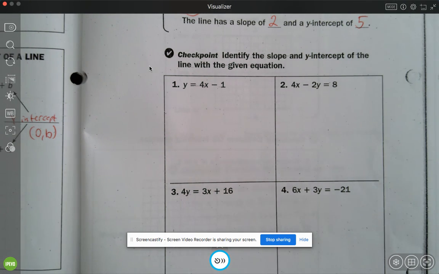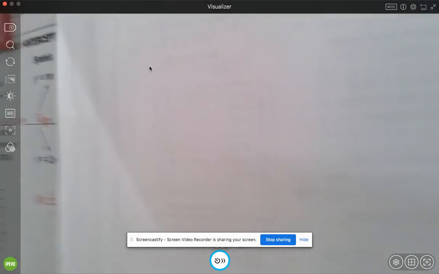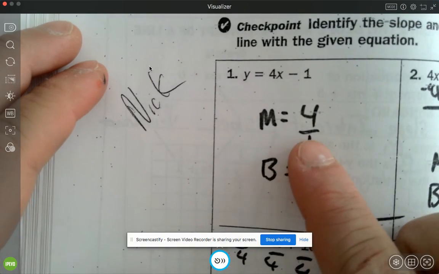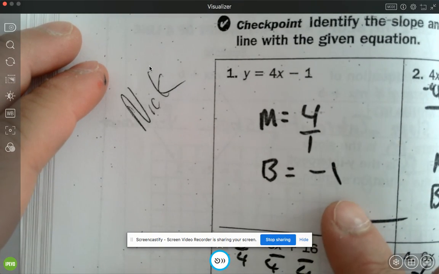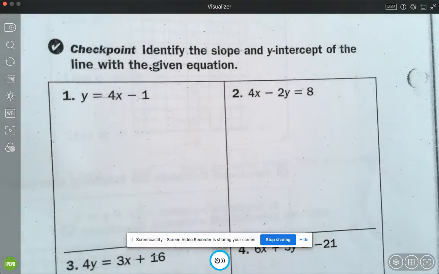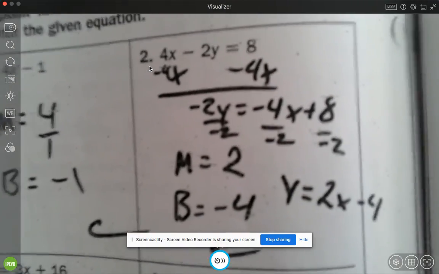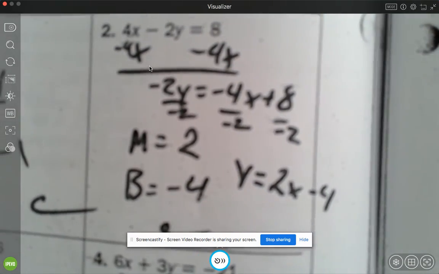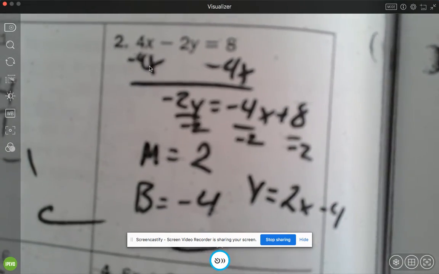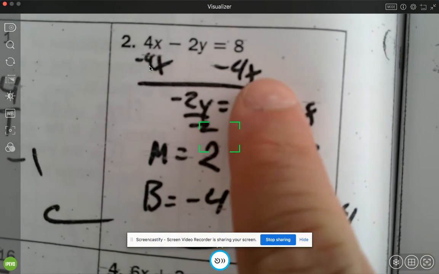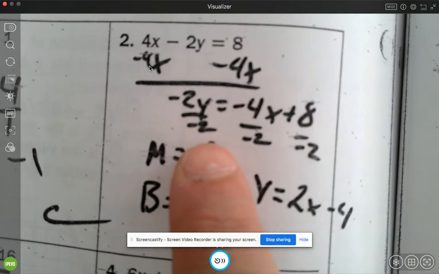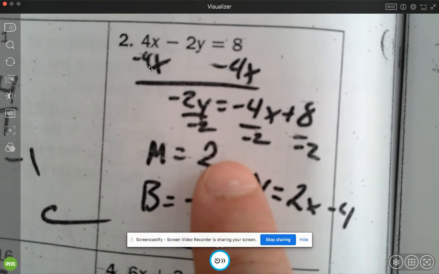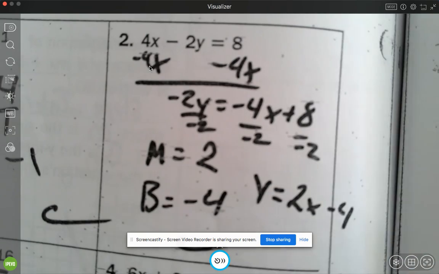All right, so if you did it right for the first one, you should have got, my bad, sorry, trying to do one at a time here. The slope is 4 over 1, and the y-intercept is -1. For the second one here, you had to put it into slope-intercept form, so subtract 4x on both sides, and then divide everything by -2. That's your equation. So your slope was 2, and your y-intercept was -4.